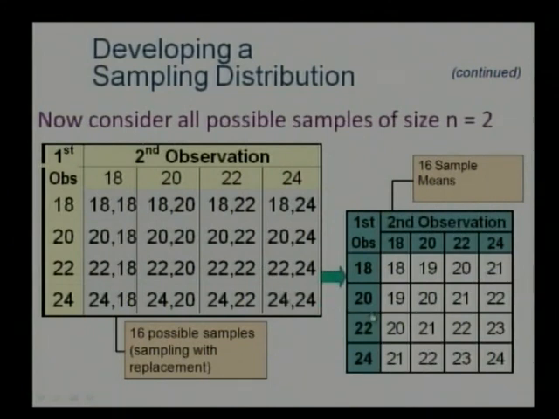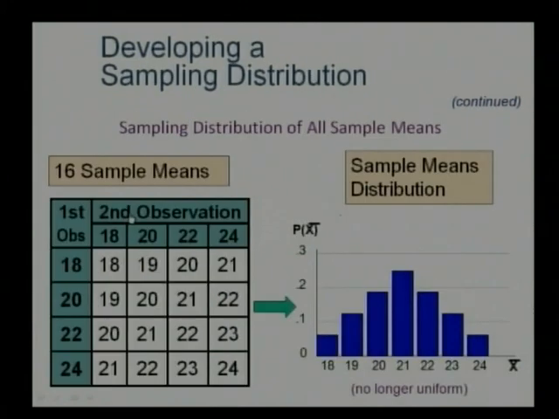Now in this case, corresponding means are given for all the 16 observations. Means here: 18 plus 18 divided by 2, 18 plus 20 divided by 2, 18 plus 22 divided by 2, 18 plus 24 divided by 2. Likewise, all these 16 observations are there. The sample size is here 2, meaning we have paired only 2 observations for simplicity for our case. Now developing a sampling distribution using these 16 observations.